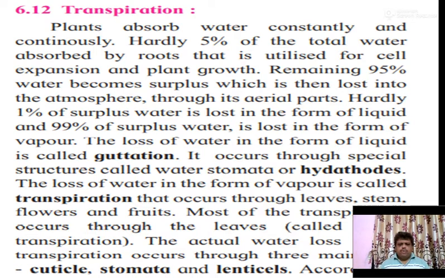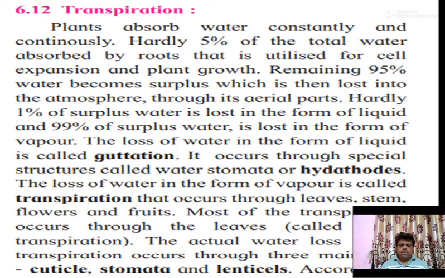Plants absorb water constantly and continuously. Hardly 5% of the total water absorbed by roots is utilized for cell expansion and plant growth. The remaining 95% of the water becomes surplus, which is then lost into the atmosphere through its aerial parts, mainly the leaves.